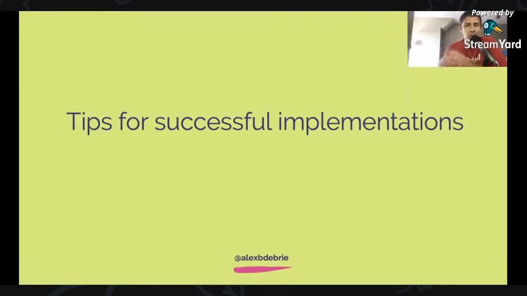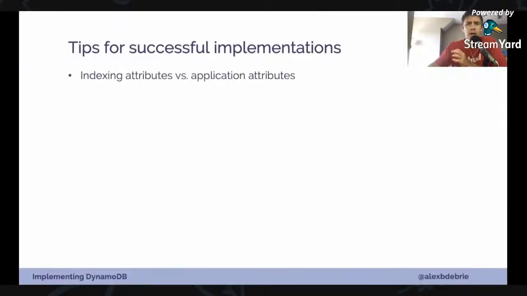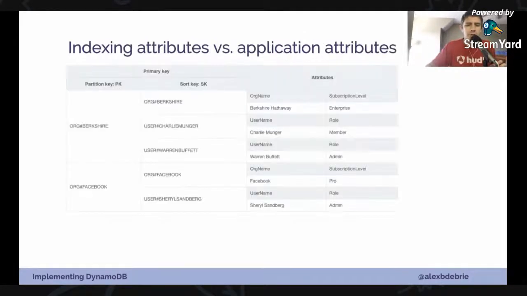This isn't going to get you all the way there. There's a lot of nuance to it, and you really got to read up on it, but these are just a few tips to help you down the road a little bit. So the first tip I want to talk to you about: when you're working with your items, you should split that item into what I call indexing attributes versus application attributes, and those are very different, and I think you should keep them separate.